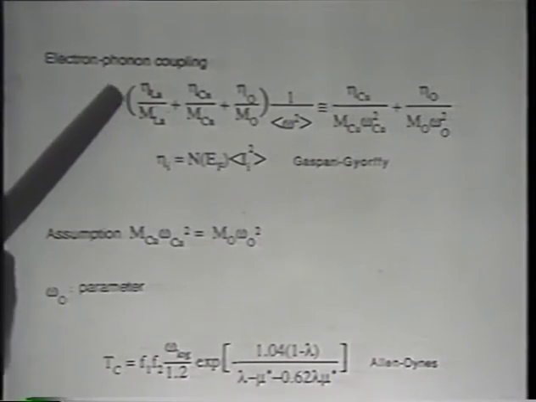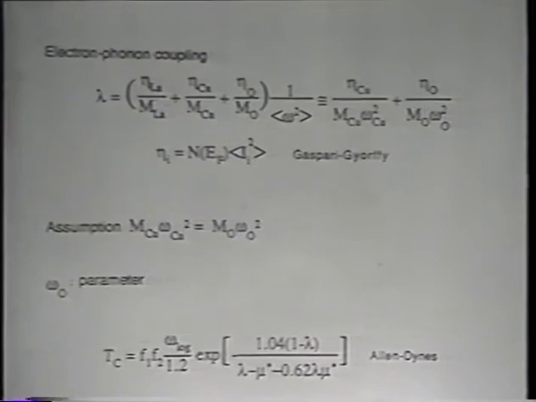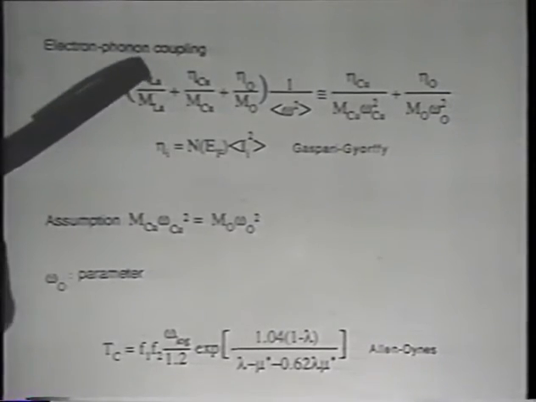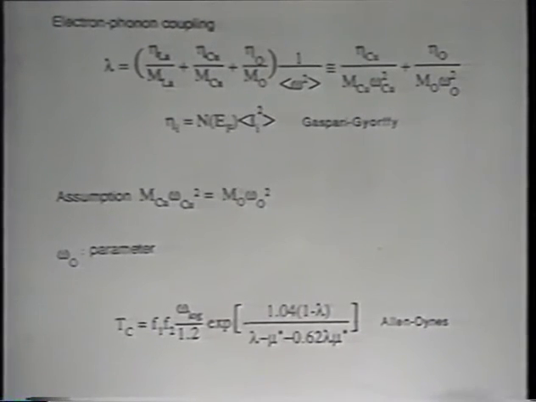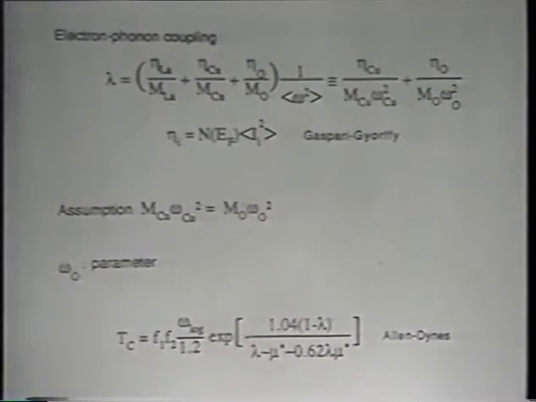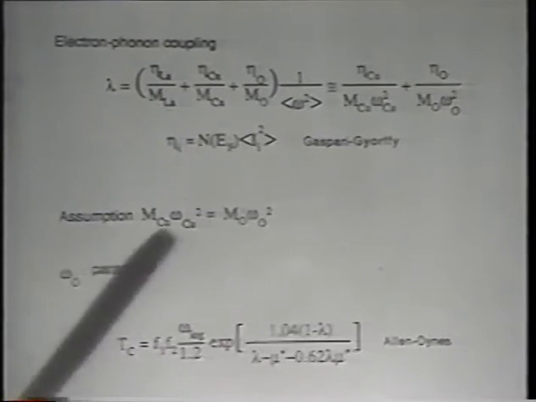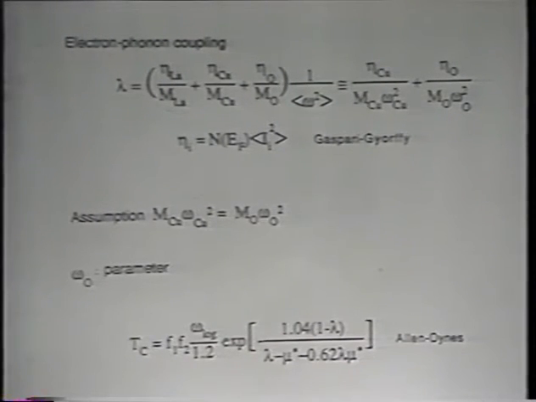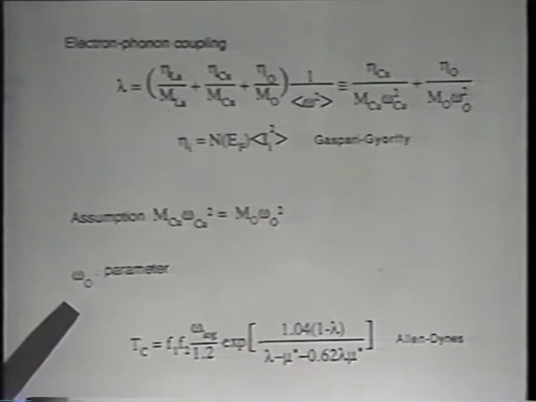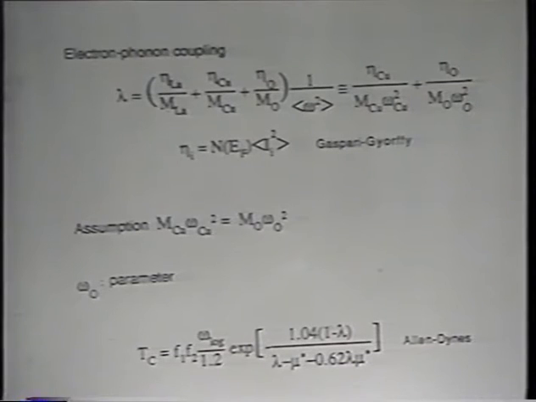We calculate from first principles, from our band structure calculations, the numerator of these expressions using the rigid muffin-tin theory of Gaspari-Gyorffy. And we make the additional assumption that the force constant of copper is equal to the force constant of oxygen, which gives us one adjustable parameter, the average phonon frequency of oxygen. We then use the Allen-Dynes equation, and we determine the transition temperature Tc from that.